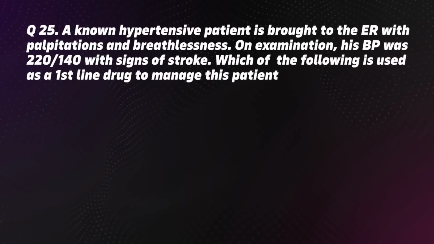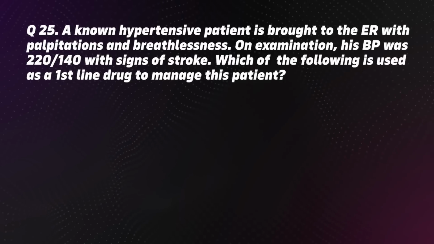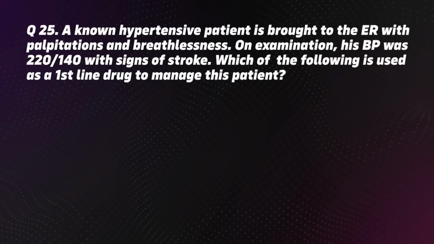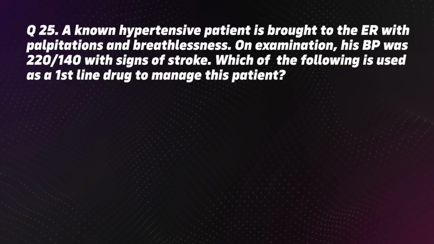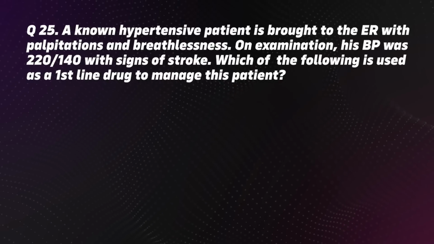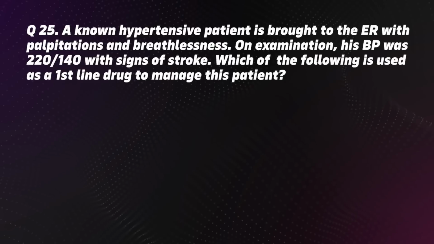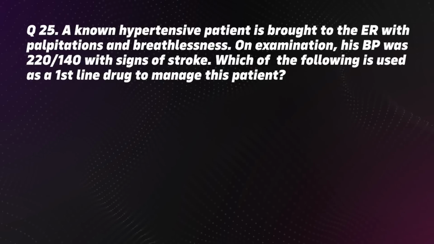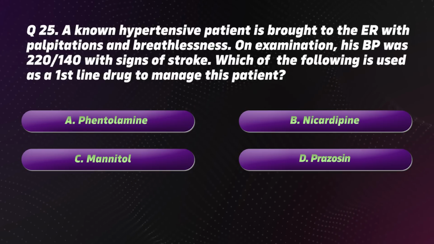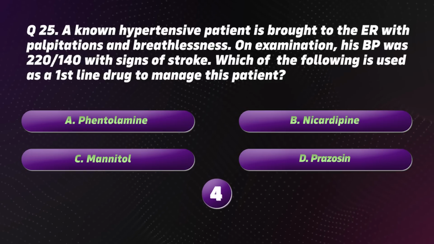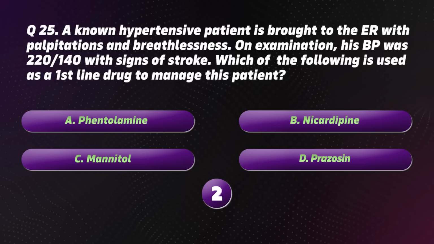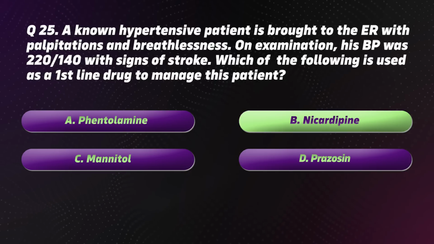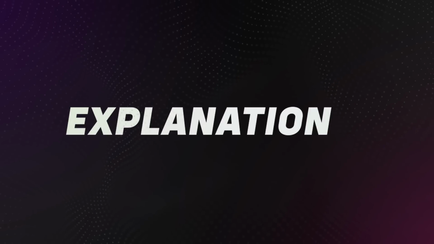Question 25. A known hypertensive patient is brought to the ER with palpitations and breathlessness. On examination, his BP was 220/140 with signs of stroke. Which of the following is used as a first-line drug to manage this patient? Here are the options. A. Phentolamine. B. Nicardipine. C. Mannitol. D. Prazosin. And the correct option is B. Nicardipine. Here is the explanation.